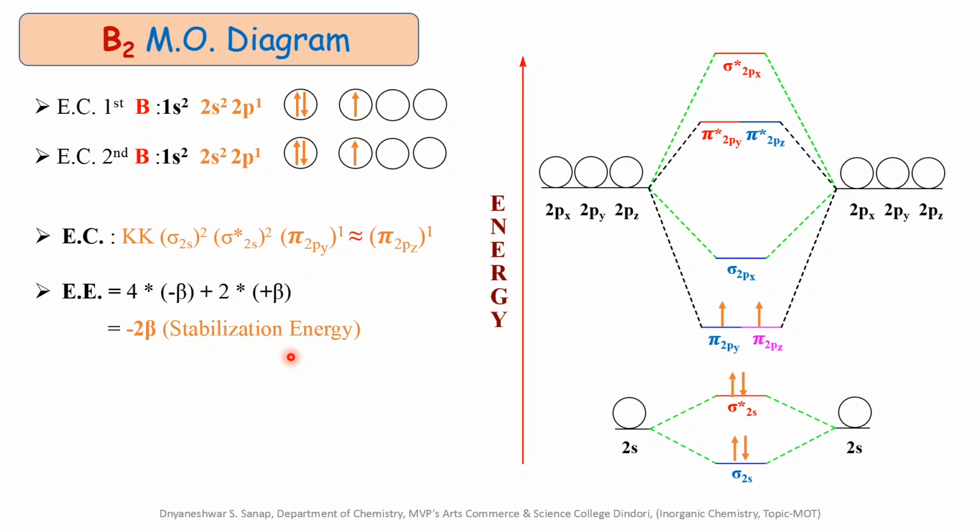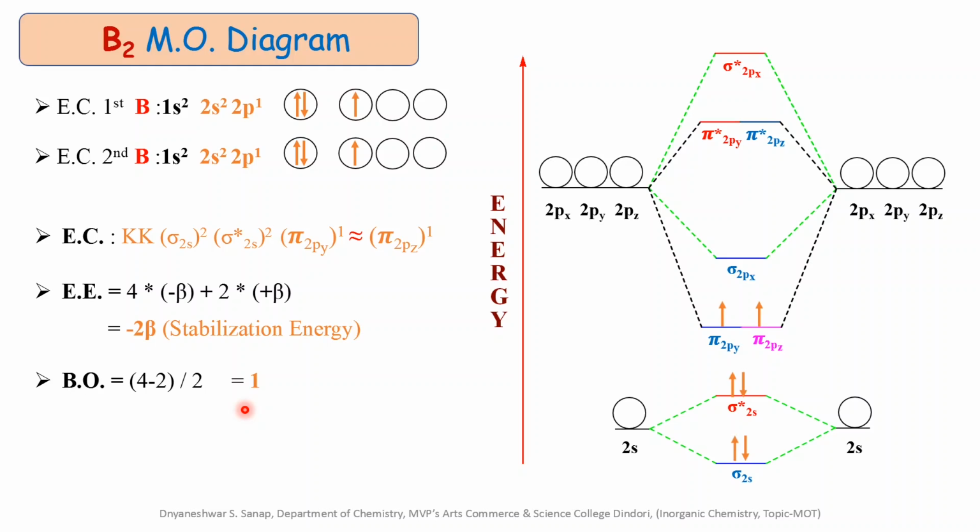The next point is calculation of bond order for the B2 molecule. The bond order is calculated using the formula: number of electrons in bonding molecular orbitals minus the number of electrons in antibonding molecular orbitals, divided by 2. After putting in the number of electrons present in the bonding and antibonding molecular orbitals respectively, we get the equation 4 minus 2 divided by 2 equals 1. That means there is formation of a net 1 bond in the B2 molecule. That means the molecule exists.